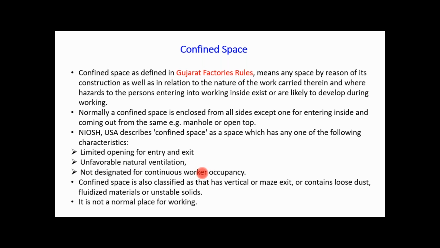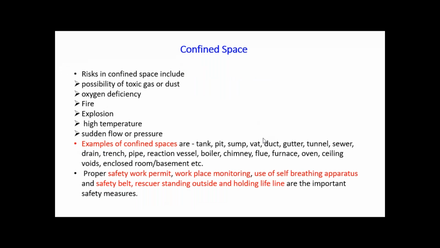Not designated for continuous work occupancy. If there is no routine process or routine work, then you have to go for the work permit system. A confined space is also classified as having a vertical or maze exit, or containing loose dust, fluidized materials, or unstable solids. So depending on the conditions, these confined spaces are classified. It is not a normal place for working. That is the main condition. If you are not feeling comfortable in that work area, that space is called a confined space, and then we have to use the guidelines or instructions given by the expert person.